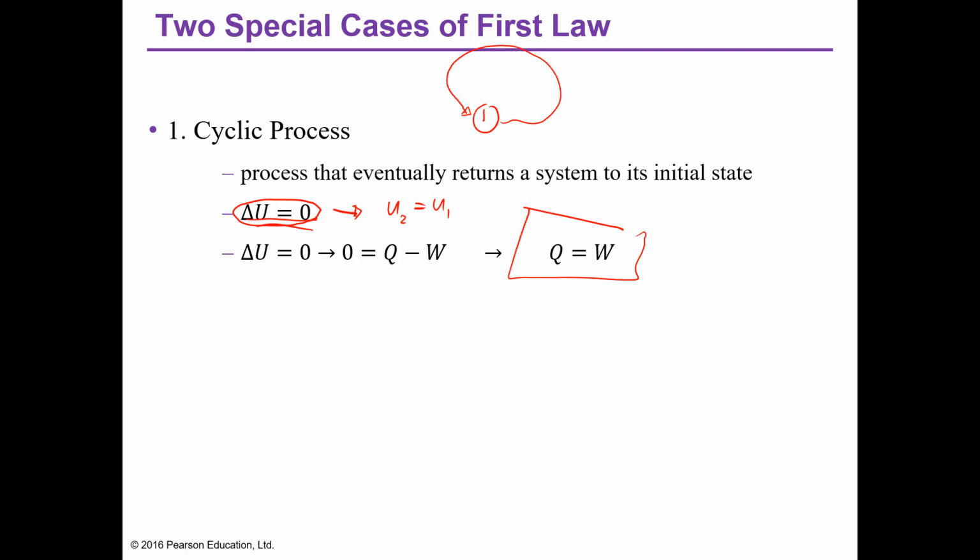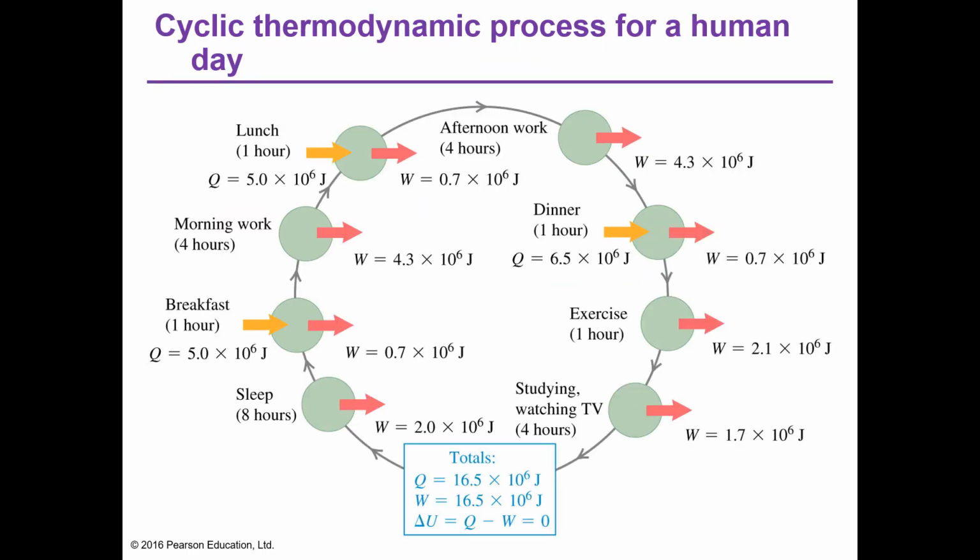So, for example, a person who does not gain weight does not change their state or their body, because although they add heat, they also do work. If the heat added equals the work done, then we call that a cyclic process. Okay? So this is the cyclic thermodynamic process for a human day.